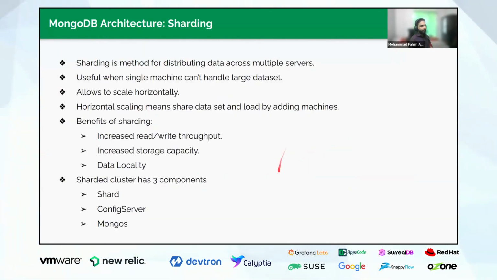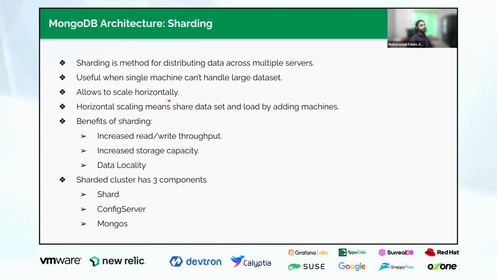So now the next thing is the sharded cluster. Sharding is a method for distributing your data across multiple servers. When you have a large amount of data that one machine cannot handle, you can use sharding. Suppose you have 100 terabytes of data, you can split it into 10 terabytes each and store them on 10 servers. As a whole, you have 100 terabytes of data, and sharding makes it possible to use those 100 terabytes as a whole, even if they are on different servers.